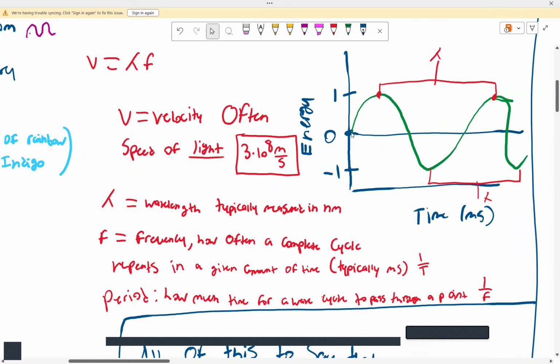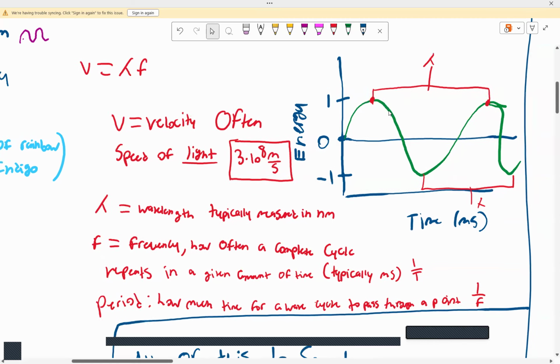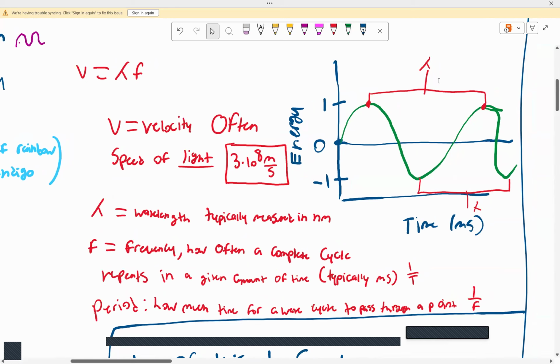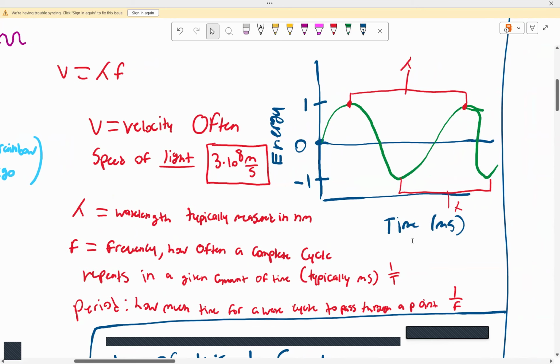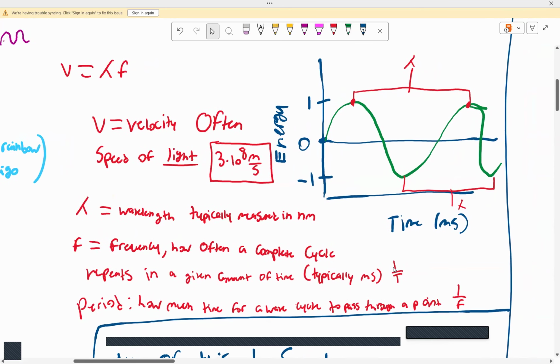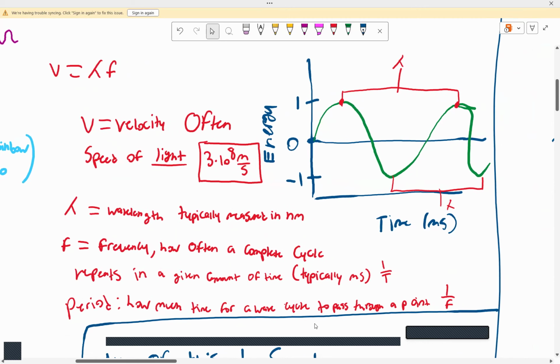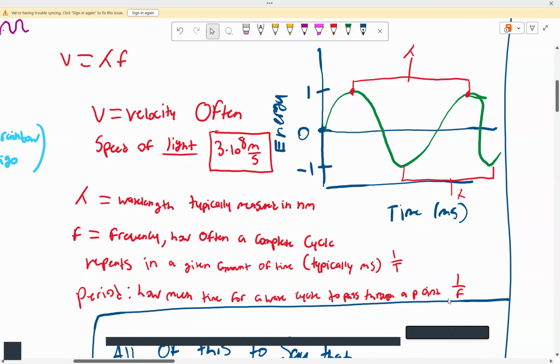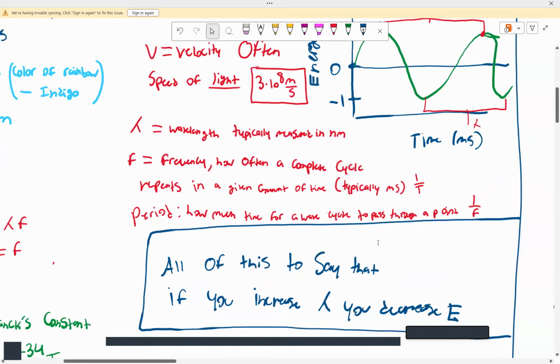And then we have frequency. Frequency is how often a complete cycle repeats in a given amount of time, a complete cycle being the wavelength. It's typically measured against milliseconds, which I have here on the x-axis. It is the inverse of period, so it's 1 over T. And period is how much time it takes a wave cycle to pass through a point, so it's the inverse of frequency, 1 over f. Those are two things you'll see a lot on the MCAT.